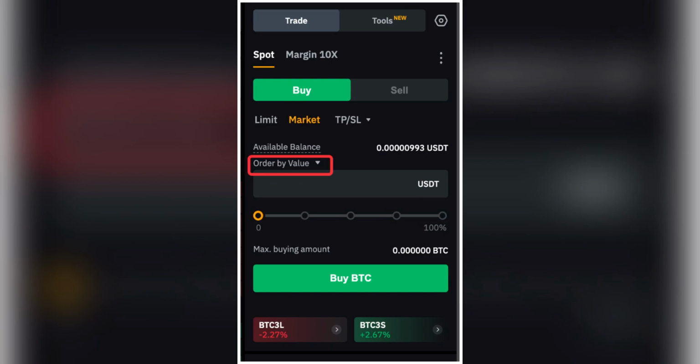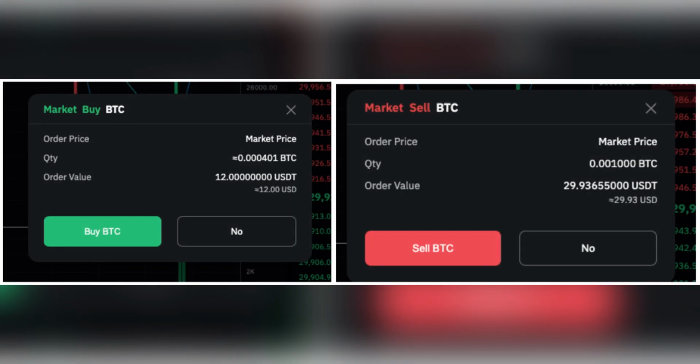Make sure you're only trading high-volume pairs like BTC USDT, ETH USDT, or SOL USDT. These pairs move cleanly, fill quickly, and reduce slippage. Small cap coins with low liquidity are a bad choice for small accounts because the spreads eat your profits.